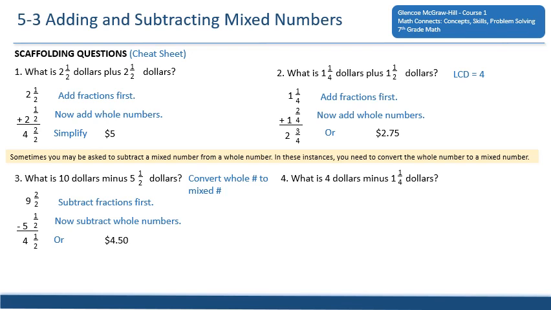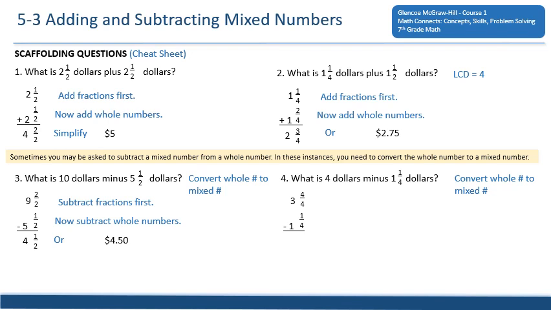What is $4 minus 1 1/4? So here's our math problem, and we need to restate that 4 another way. What we're going to do is say it's 3 4/4. And the reason this is 4/4 and not halves like in the previous example is because the denominator in 1 1/4 is 4. So we want to make this so that we can immediately do our subtraction. And to do subtraction, we need like denominators.